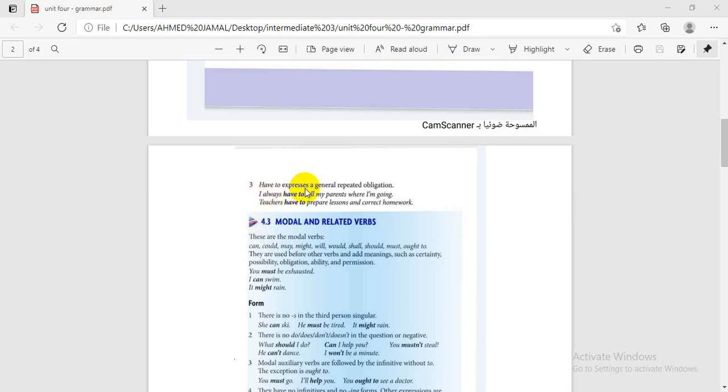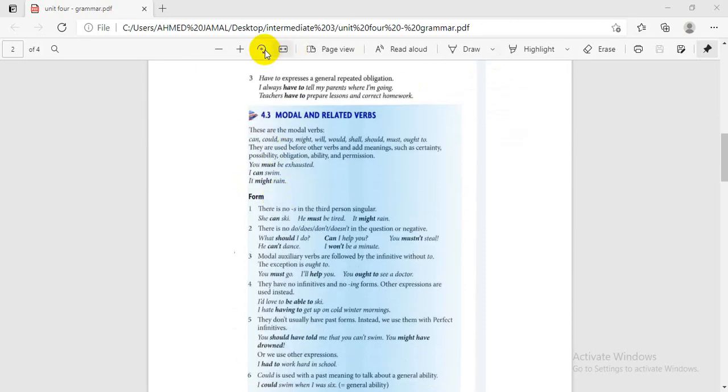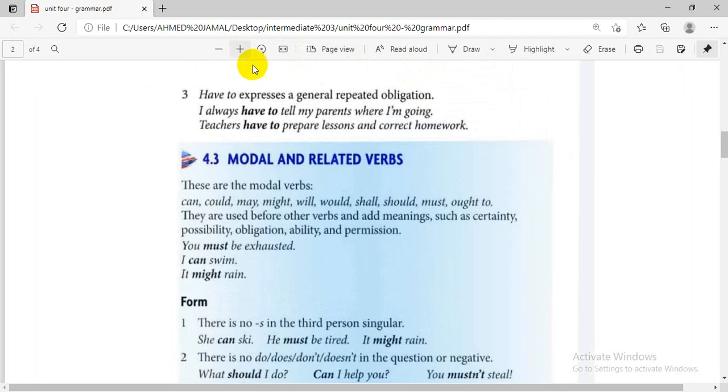3. Have to expresses a general repeated obligation. I always have to tell my parents where I am going. Teachers have to prepare, listen and correct homework.